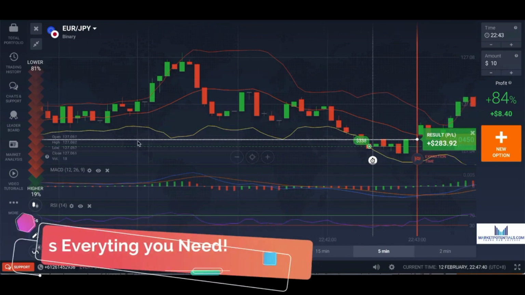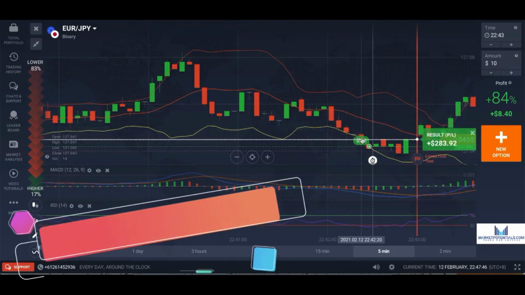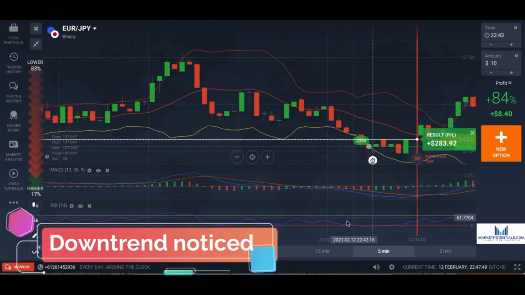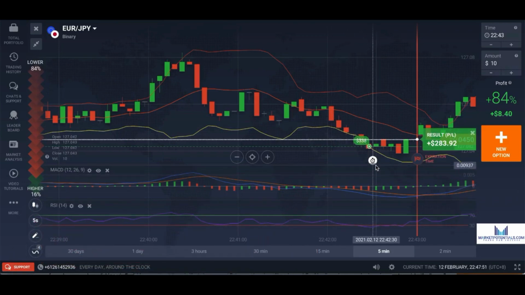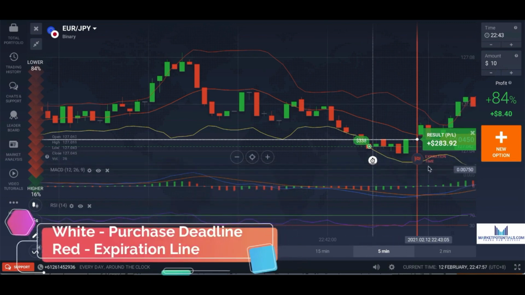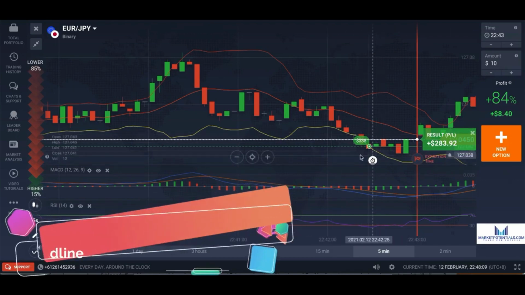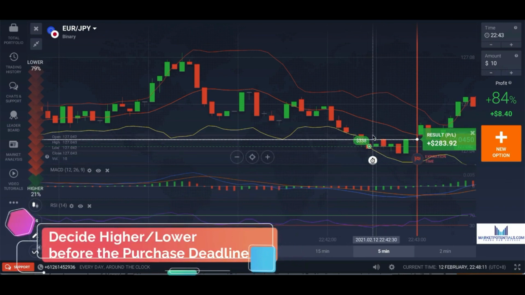You could rewind them and have a look if you want, but basically you can see a downtrend happening here, right? Red candlesticks showing a downtrend here. You can see that here. Now in a binary option trade, you have to make a decision on whether or not you want to enter a trade by this white line, which is the purchase deadline, and the red line is the expiration time, the expiration line that you can see here. So you're going to make a decision on whether it's going to be higher or lower by the time it hits the white dotted line here.